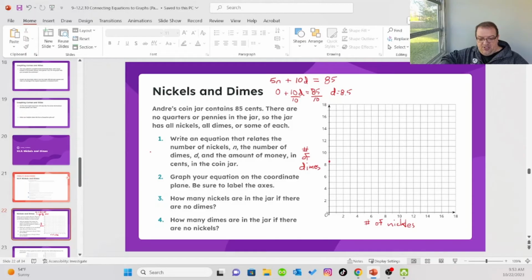Then we can do the opposite. We can say if there's no dimes, then we have 5n plus 0 equals 85. I'm going to divide by 5 on the left, so I need to divide by 5 on the right, and n equals 17. So if there are no dimes, there would be 17 nickels. Then we can draw the line connecting these two.